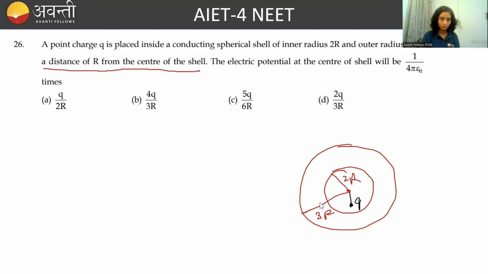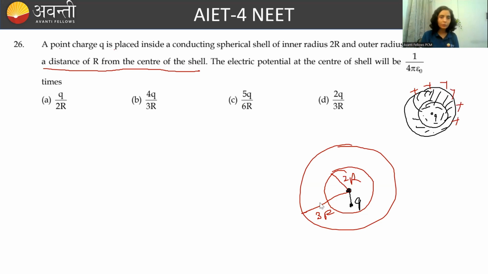Now what is the question? The electric potential at the center of the shell will be? You already know that when we place a charge inside a cavity in a conducting region, as given in the question, a positive charge inside the cavity will attract an equal negative charge on the inner surface, and the same amount of positive charge will go onto the outer surface. This is what we have studied, right?